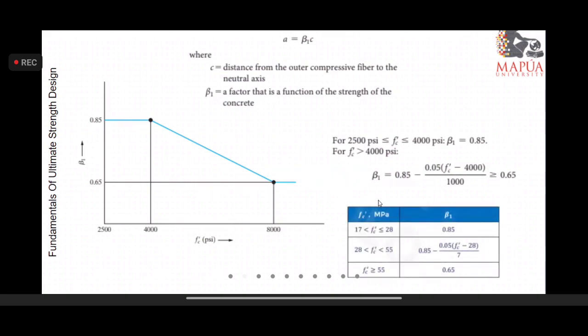So in SI units, if you are dealing with Fc prime greater than or equal to 17 but less than or equal to 28 megapascal, beta sub 1 is 0.85. If this ranges from 28 to 55 megapascal, this will be the beta sub 1: 0.85 minus 0.05 times Fc prime minus 28 over 7. And if the magnitude of Fc prime is greater than or equal to 55, beta sub 1 is 0.65.